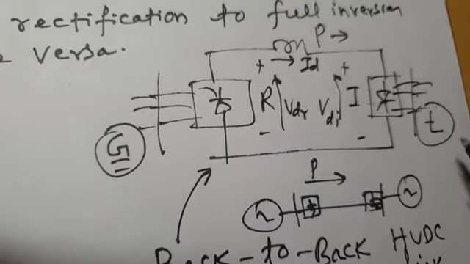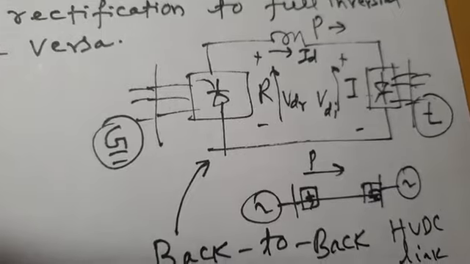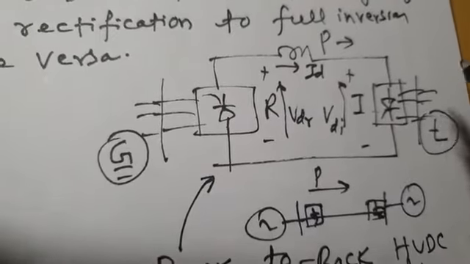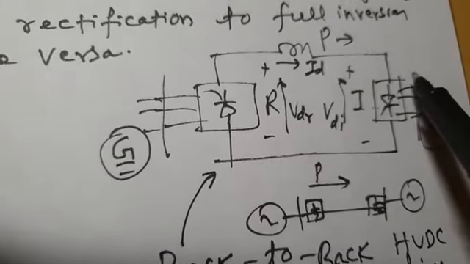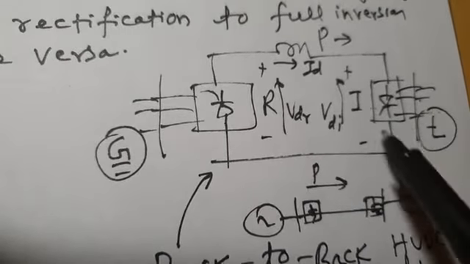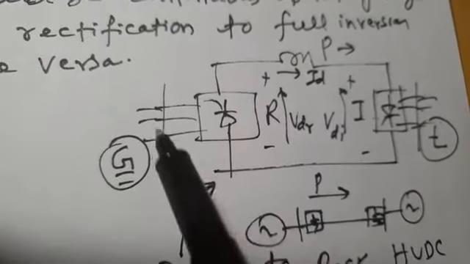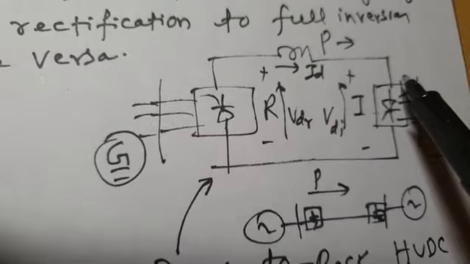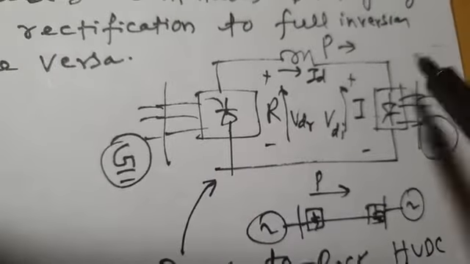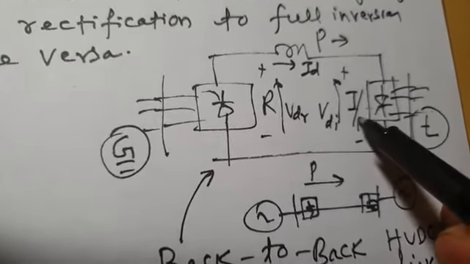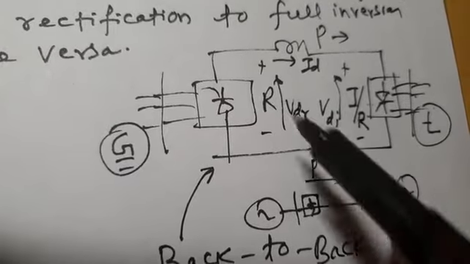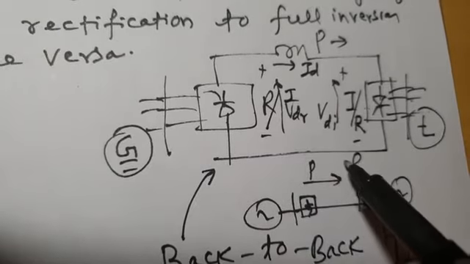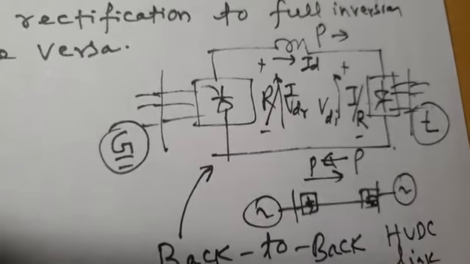But sometimes you may be required to transfer power from this region to this region. Say during a certain period of time, this region may have surplus power and this region may have deficient power. So in that case, power should flow from the surplus region to the deficient region. So this converter now has to operate in rectification mode, and this converter will operate in inversion mode, and the direction of power flow will reverse. It will flow from this station to this station.